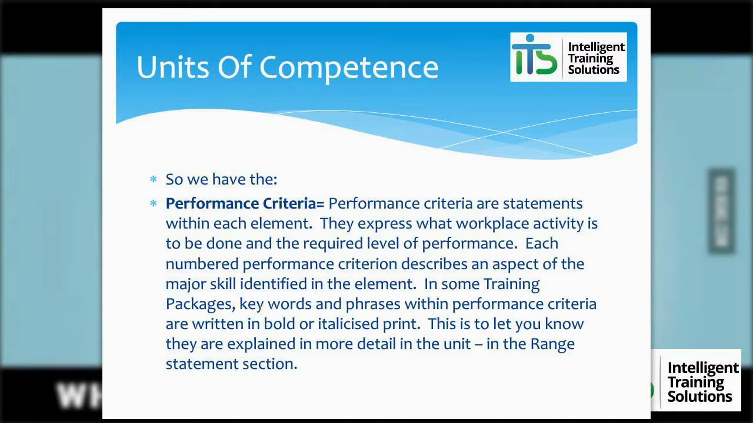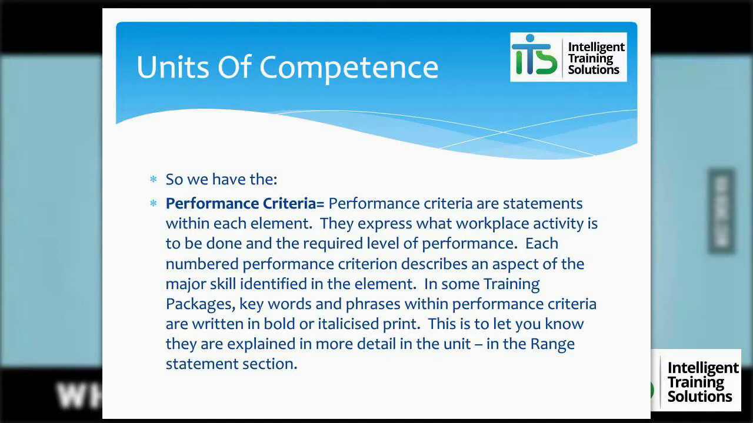And these are statements within each element. They express what workplace activity is to be done and the required level of performance. And each numbered performance criterion describes an aspect of the major skill identified in the element. And I'll go back and hopefully we can have a look at this in a second. I'll just explain that to you. So in some packages, keywords and phrases within performance criteria are written in bold or italicized in print. So that lets you know that they are explained in more detail in the range statement section, which we'll get to in a minute.